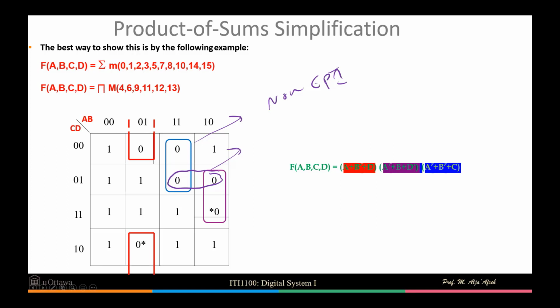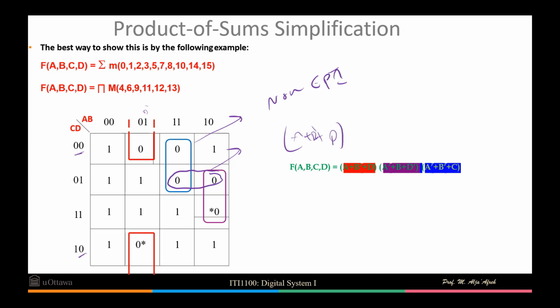EPI. So now to take the code for the red one, we will examine this grouping vertically. What's not changing here? What's not changing when we go here is just the D, and the D is at 0. So remember, for the product of sum, 0 will give me the high state. 0 will have the positive logic. So that's why I choose D. And vertically, it's A and B prime. All of them are summed, then will be producted: A plus B prime.